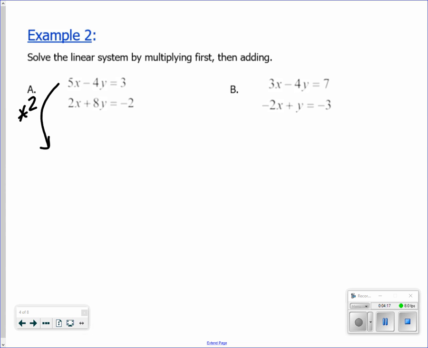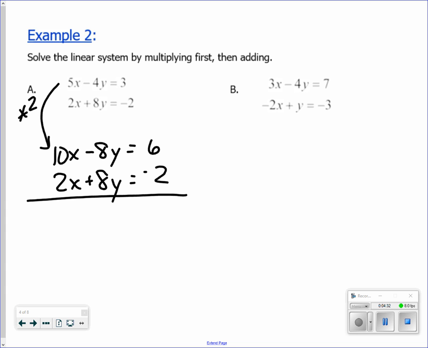So if I multiply the top equation, let's say by 2, 10x minus 8y is equal to 6. So all I did was take the top equation and multiply by 2. Then I'm going to leave the bottom equation alone. That created an opposite. So multiplying everything through by a number, creating an opposite on its own. So the y's would cancel or be eliminated.